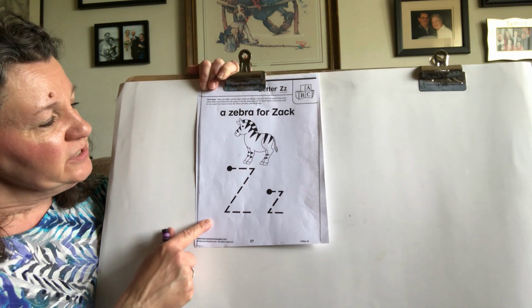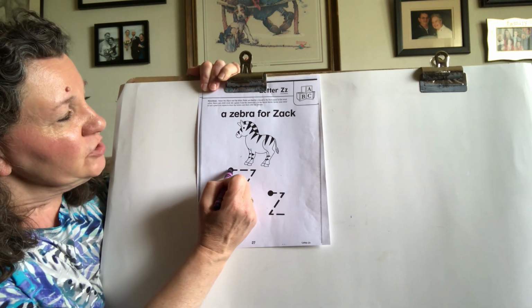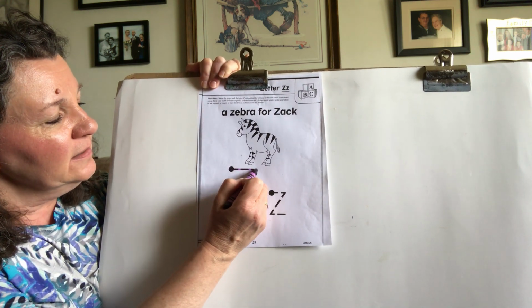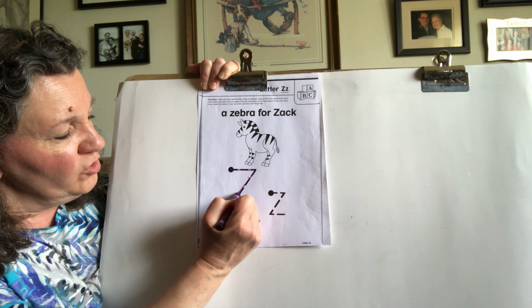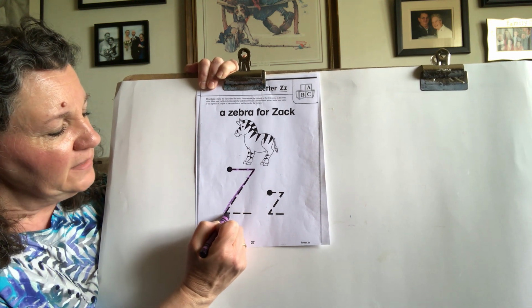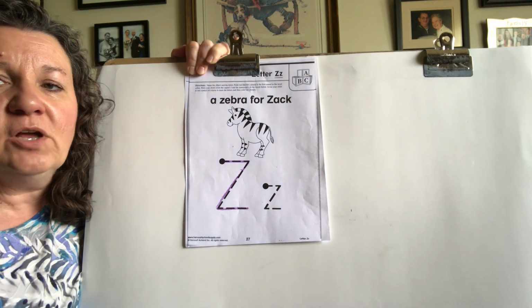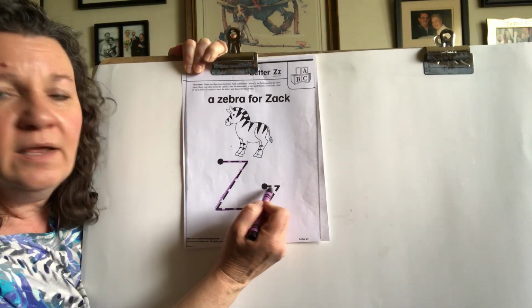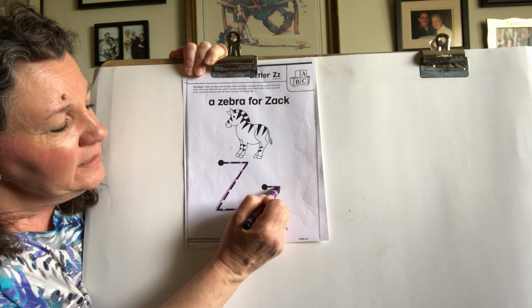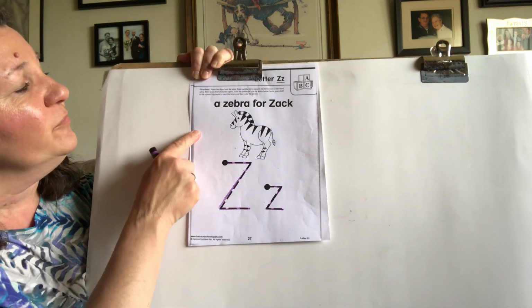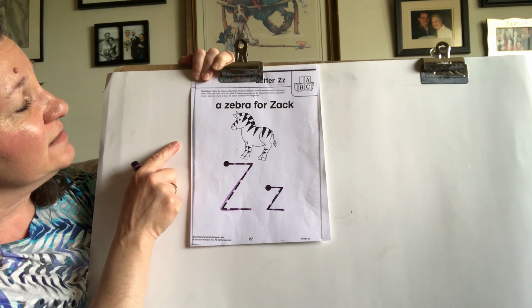So let's trace our letter Z first. Okay, we're going to start at the dot, and we're going to go across, stay on your dotted line, slant all the way to the bottom, and then slide across again. There's our capital Z, and our lowercase Z. Start at the dot, and we're going to slide across, slant down, and go across.